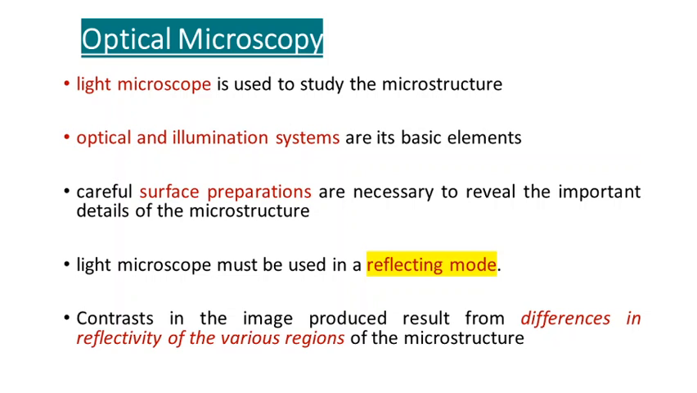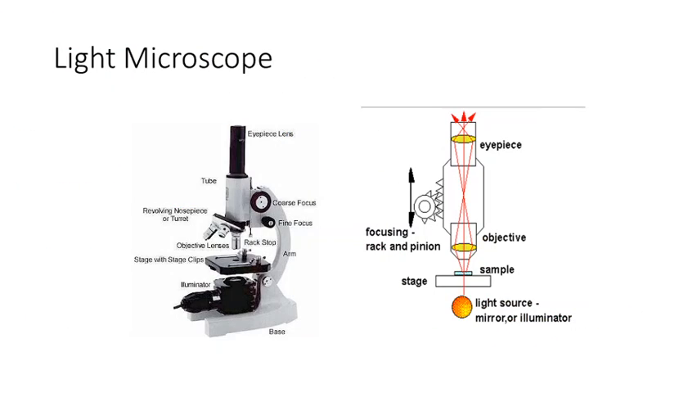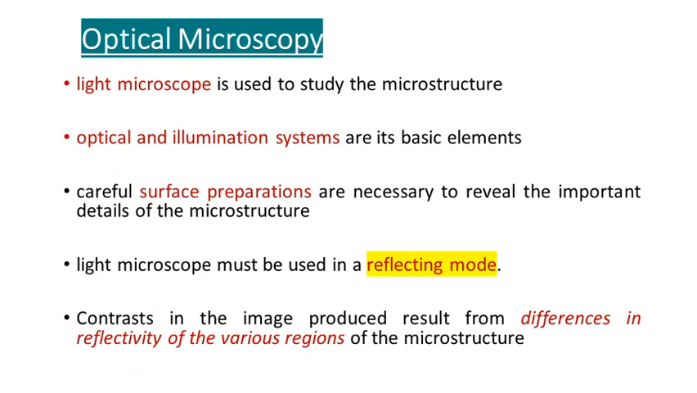Next we will discuss the primary characterization technique, or the basic characterization tool which we use for microscopic analysis, which is optical microscopy. The device we commonly use for this is the light microscope, also called the optical microscope. It is basically used for microscopic analysis at the basic level. The major system consists of an optical and illuminating system, and we also require a surface-prepared sample before starting the microscopic analysis.